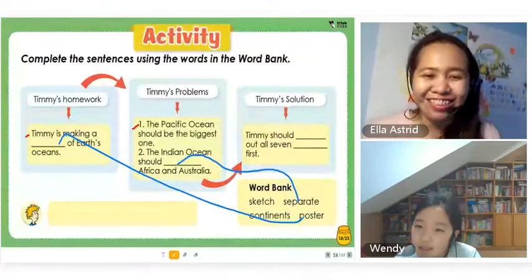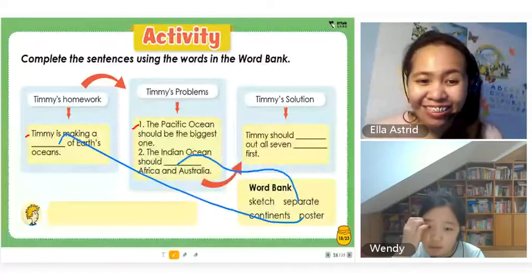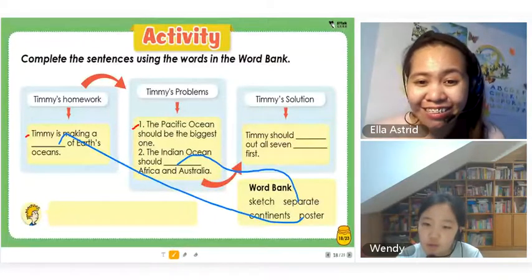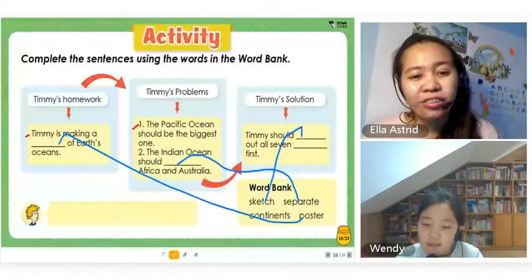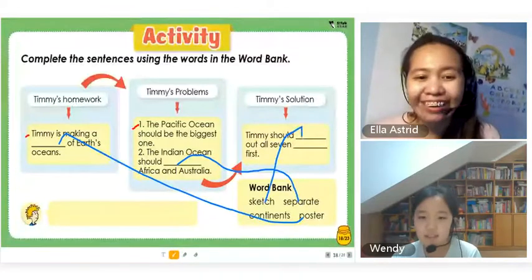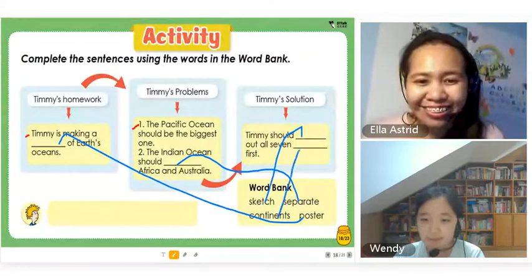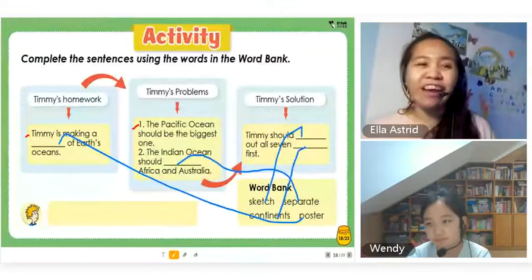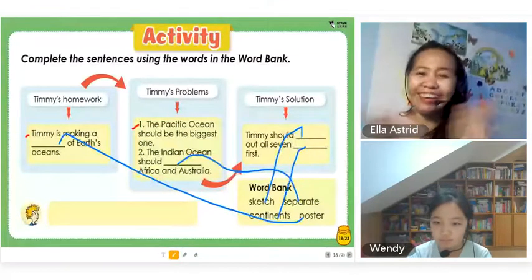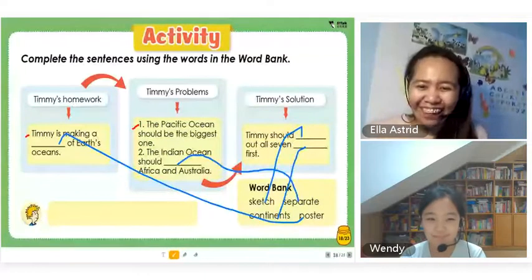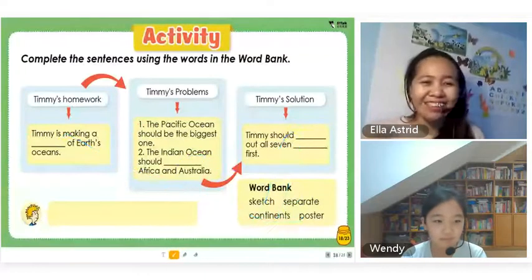Timmy should sketch all seven continents first. Very good. Yes, you got it all correctly, Wendy. Okay, now let's move to the next page.